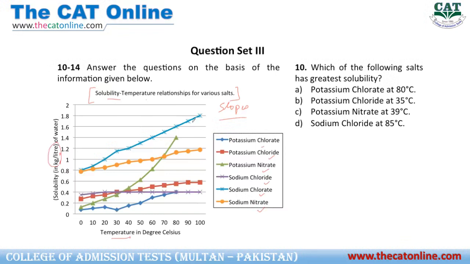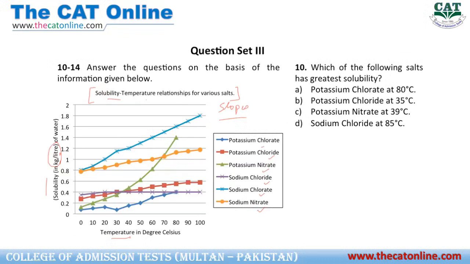So what these line graphs show is that the solubility of all the salts changes with temperature. Mostly they increase with temperature. It means that as you keep on increasing temperature, there is more amount of salt that can be dissolved in a given quantity of water. So let's look at the first question here. Which of the following salts has the greatest solubility?